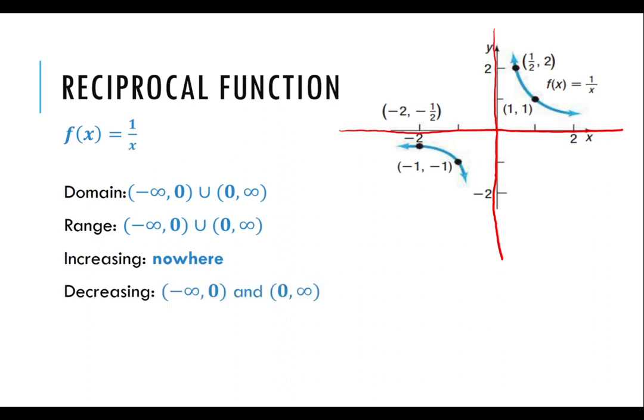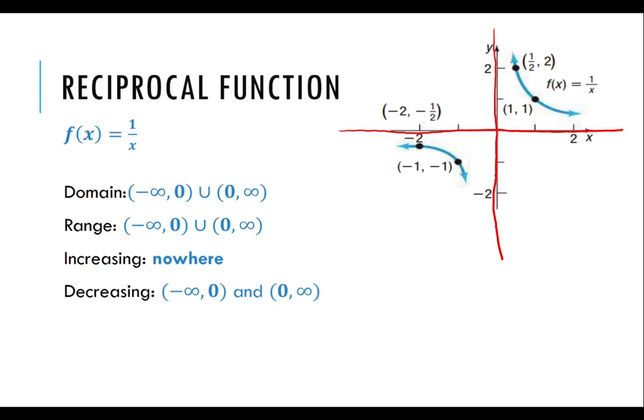So this function is decreasing from negative infinity to 0, but we do not include 0 because 0 doesn't actually exist on this graph. And then we have to start back up on the right side of 0, but we don't include it either, so that's a parenthesis, and then we start following that graph all the way to infinity.